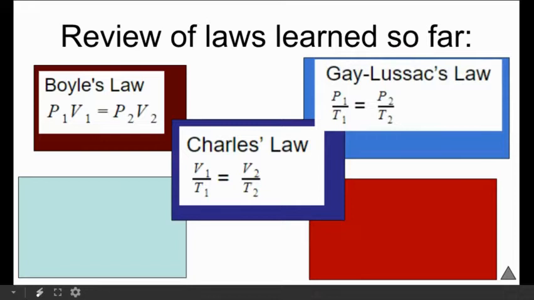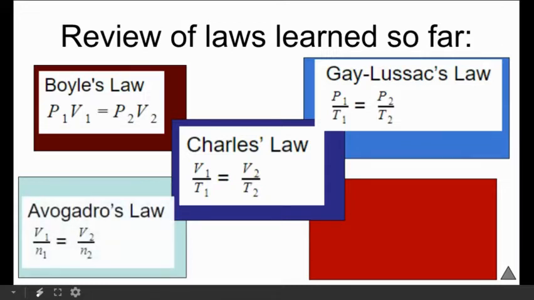The next individual gas law was Gay-Lussac's. It allows us to study the direct relationship between pressure and temperature as they undergo change, while volume remains constant and we're still in a closed container.